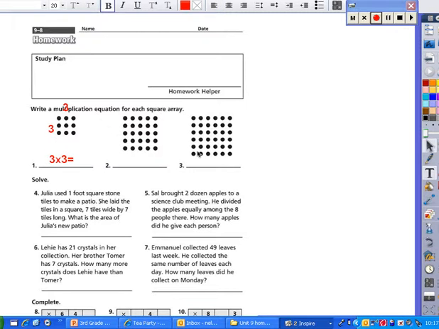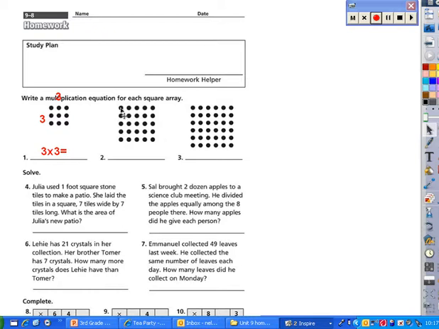Here, you should be able to do the rest. You're going to count up and then count over and then multiply. Same as right here. Do not forget to write your equation. You must write an equation, not just the answer.